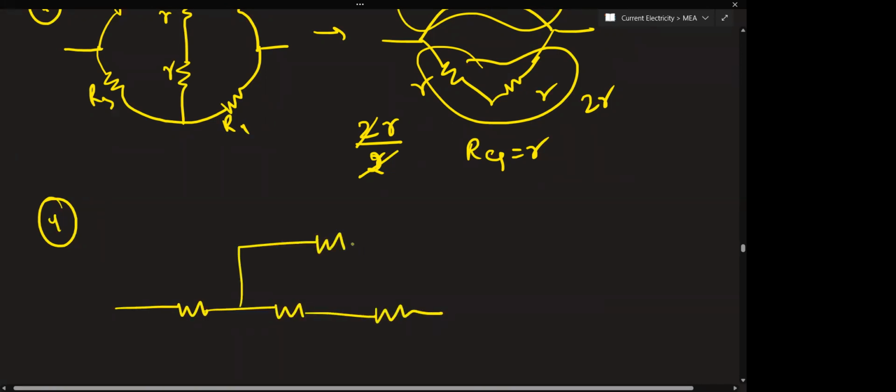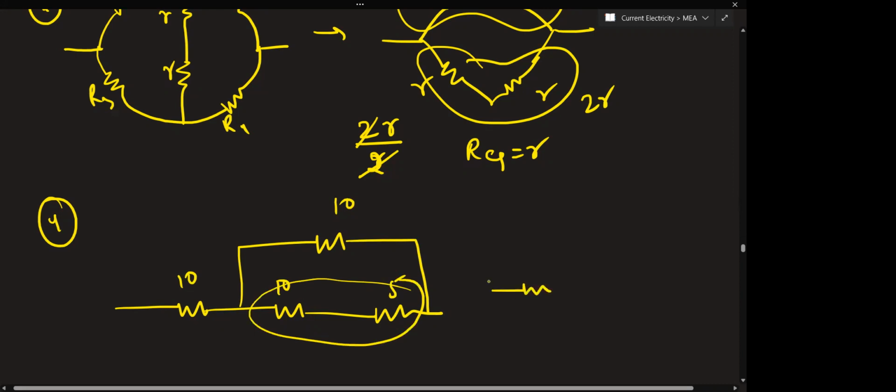See, this was 10, this was 10, this was 10. This will be 5 now because 10 and 10 both have become 5. Now, if you see both of them, this becomes 15. So basically, this circuit is 10, 15, 10.